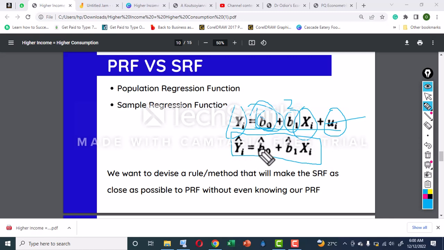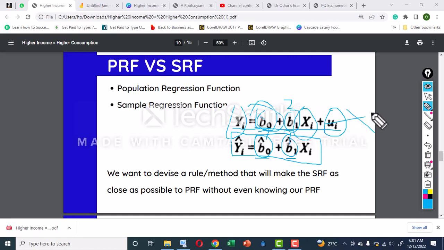We are now looking at how best we can estimate the beta 0 and beta 1 of this function so that it will represent the beta 0 and beta 1 of the population. So we are not picking the population, we are picking the sample, but we still want to use it to represent this beta 0 and beta 1. We want to make sure that as much as possible, the beta 0 and beta 1 of this sample will be equal or almost equal to the beta 0 and beta 1 of the population.